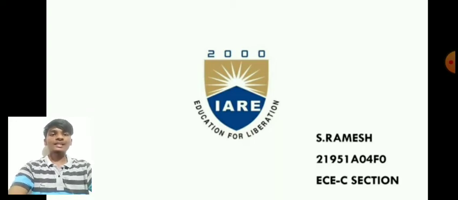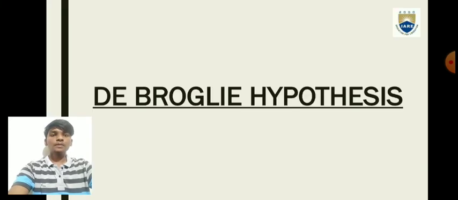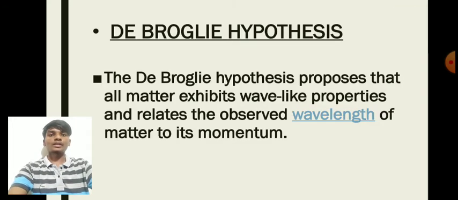In this presentation, I am going to talk about the de Broglie hypothesis. The de Broglie hypothesis proposes that all matter exhibits wave-like properties and relates the observed wavelength of matter to its momentum.